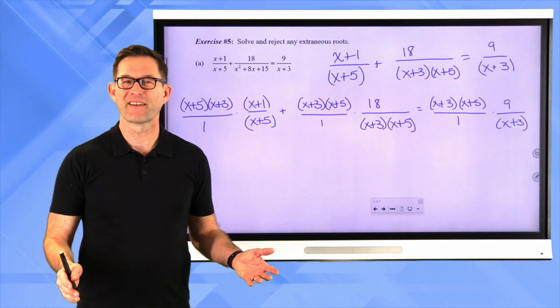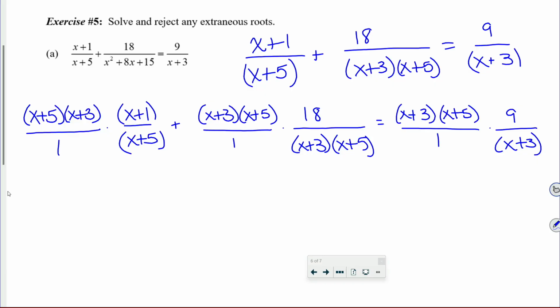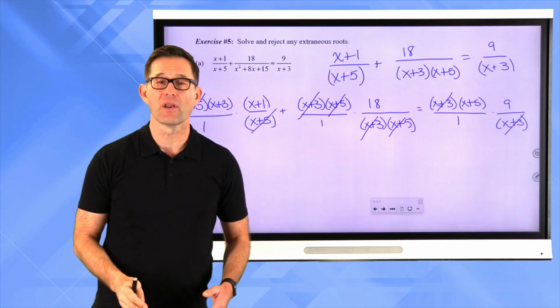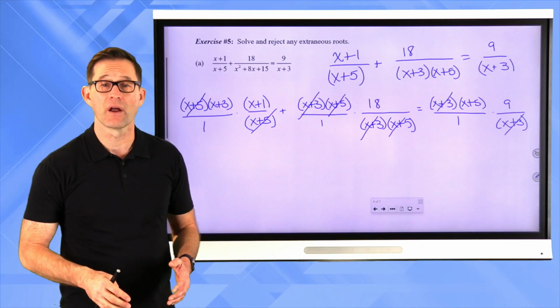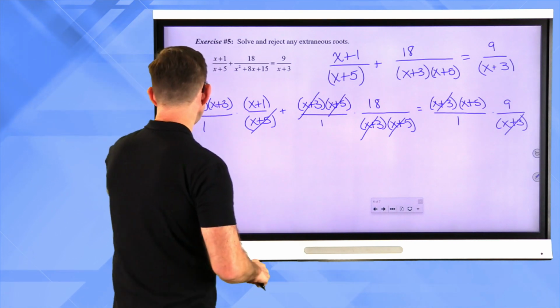Okay, it's time to cancel. Here we go. x plus 5 cancels x plus 5. x plus 3 cancels x plus 3. x plus 5 cancels x plus 5. And x plus 3 cancels x plus 3. Notice how I was able to put a line through each one of those denominators. Therefore, I've got no fractions left.